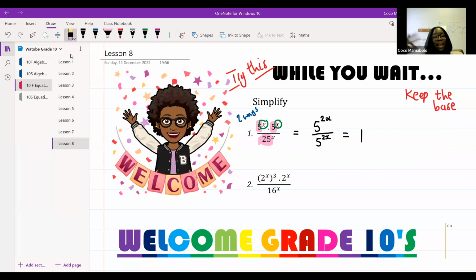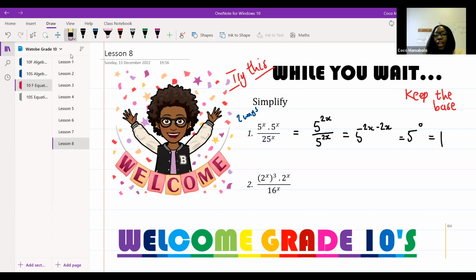But if we had done it the other way, if we had gone like bases being divided, we were going to keep the base and subtract exponents. So I was going to have 5 to the power of 2x minus 2x, which would have given me 5 to the power of 0, and anything to the power of 0 is equal to 1. So we were going to end up in the same place either way. And that's why we end up in the same place, because anything divided by itself will always have the exponents minusing each other, and they'll give us exponents of 0. Okay. All right. So this is the first way to solve this.